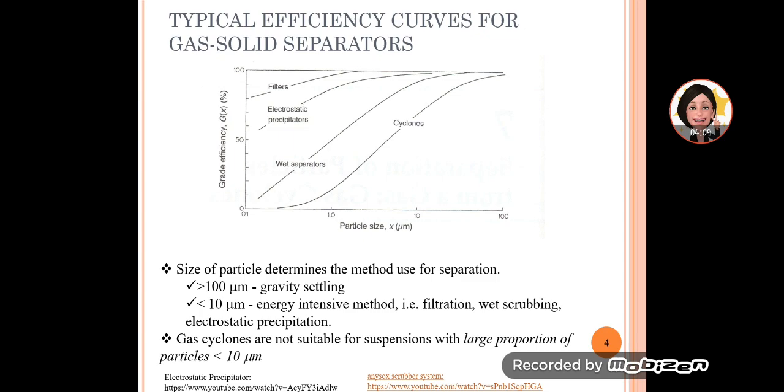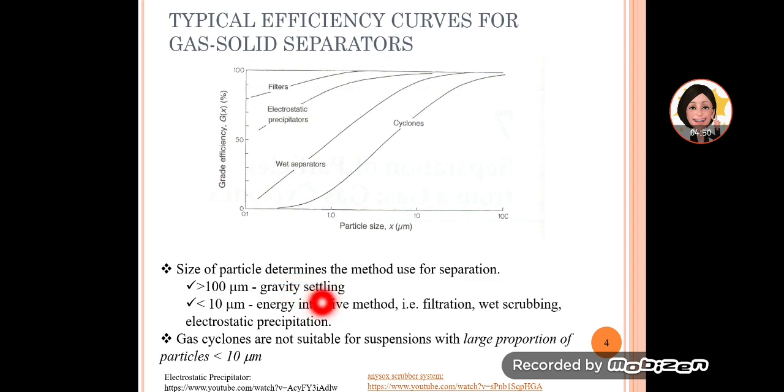Usually, if the particles are bigger than 100 micrometers, we just use gravity settling for the bigger particles to settle down. And if they are less than 10 micrometers, then we require energy-intensive methods such as these three. Gas cyclones we can use for bigger particles around this range, even 10 to 100. We can still use them for smaller ones, but we have to design the cyclones for higher efficiency. To achieve 50%, we need about 10 micrometers.